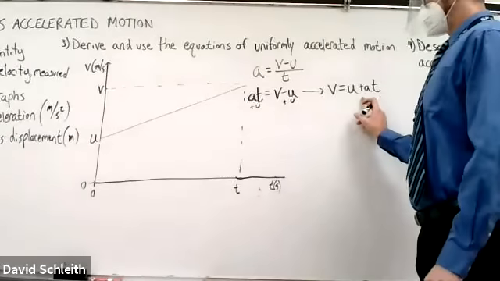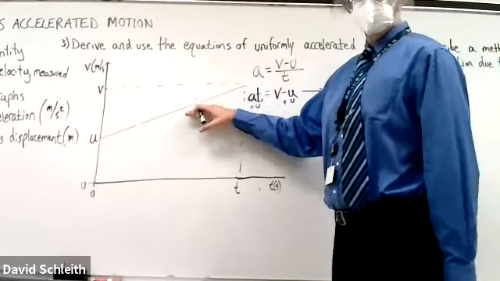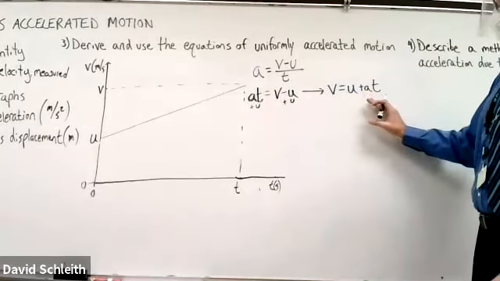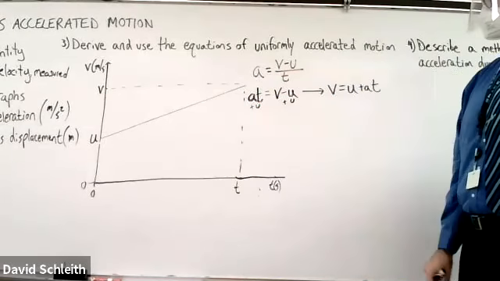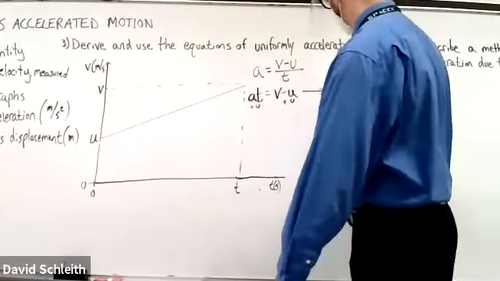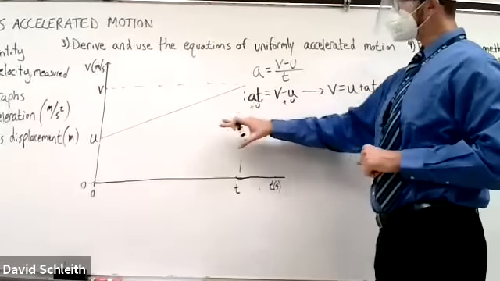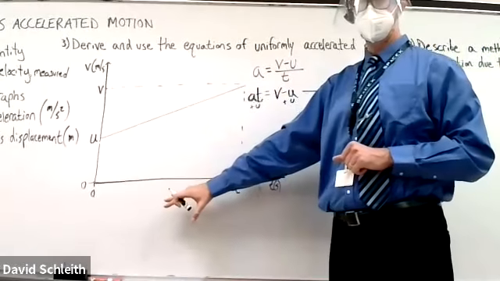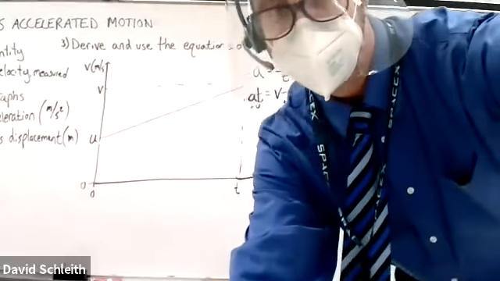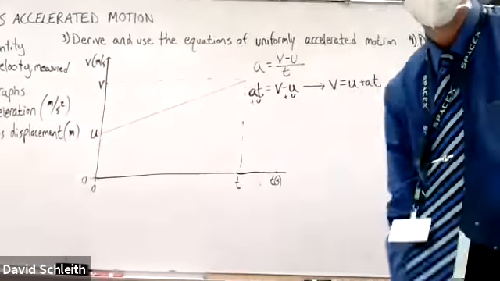All right, the next one is going to come from the second idea. So this came from the slope, right? The slope gave us this equation, the definition of acceleration. Now we're going to look at the area underneath this graph to give us displacement.